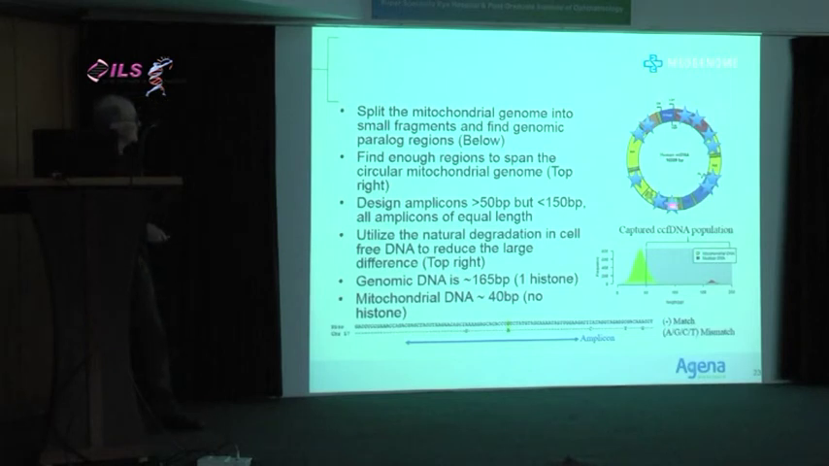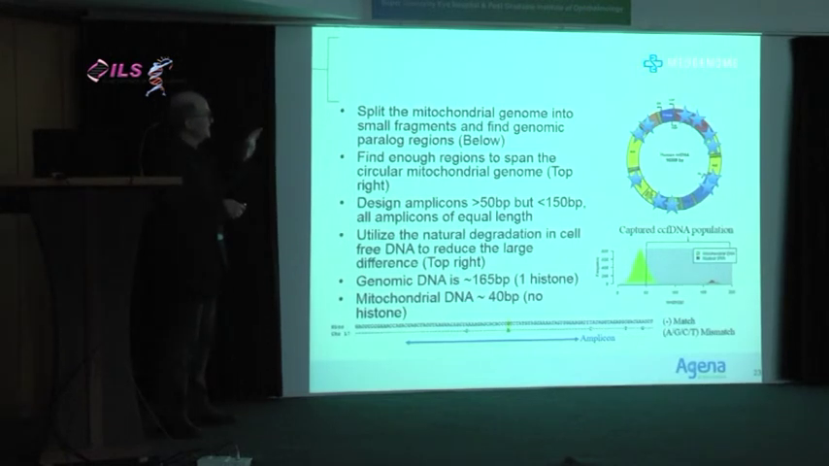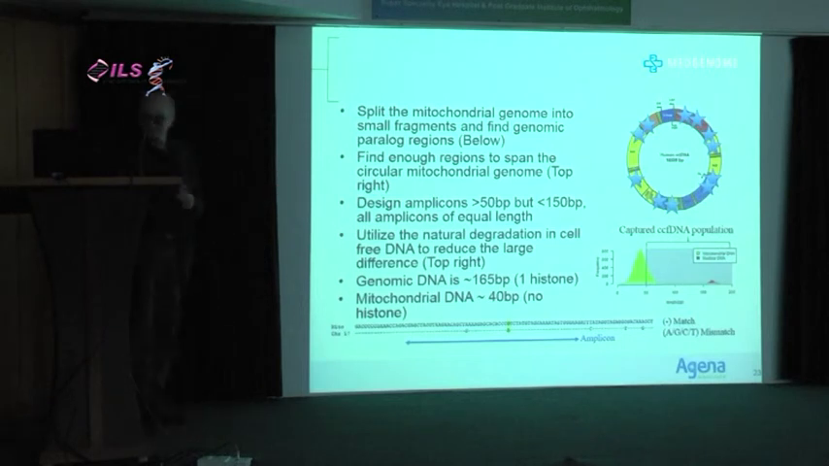Okay, so we actually have a 20-plex assay that samples all around the 16,000 base pair mitochondrial genome. And what we're actually doing is each of these assays is a mitochondrial nuclear parallel. That is, it's a sequence which is identical in the mitochondrial genome and in the nuclear genome, except for one base. So we can do a PCR that co-amplifies both genomes, and then a sequencing reaction that discriminates the two.